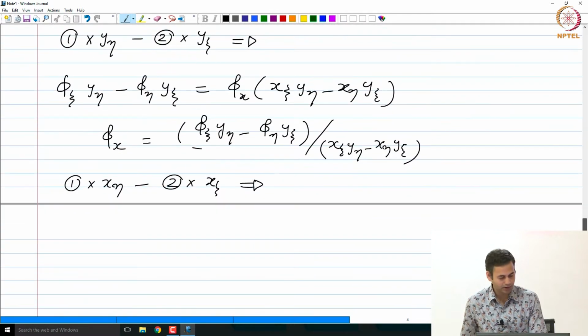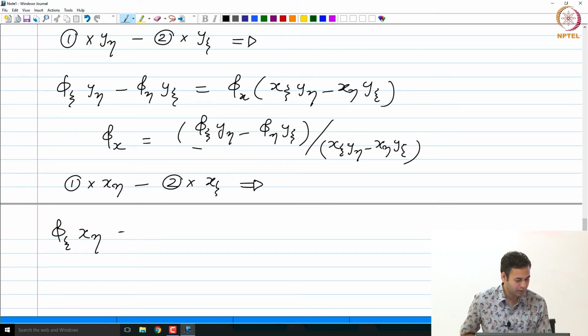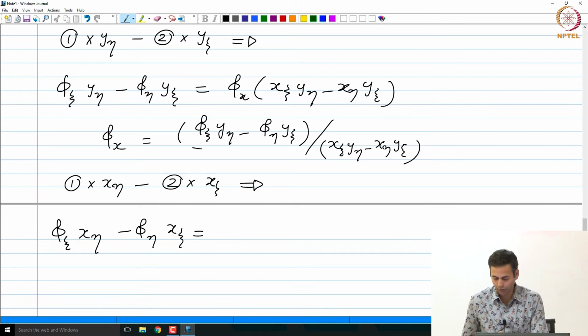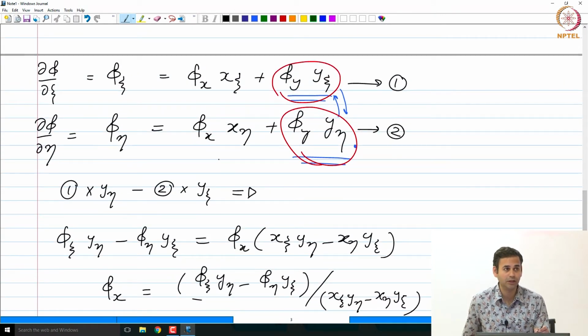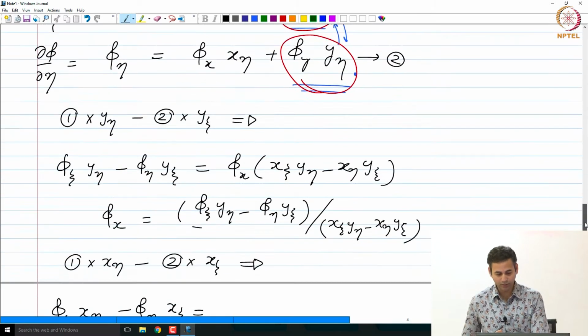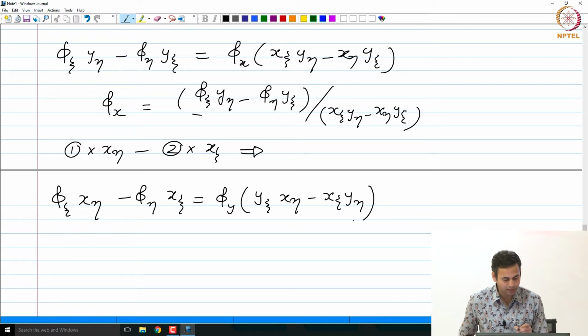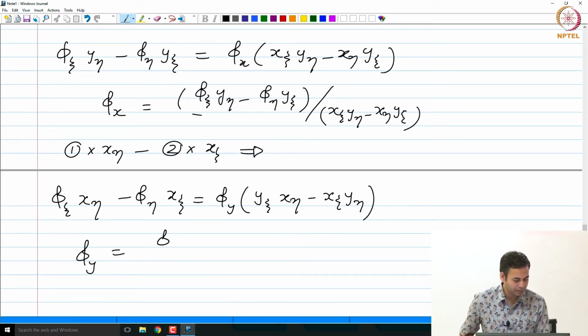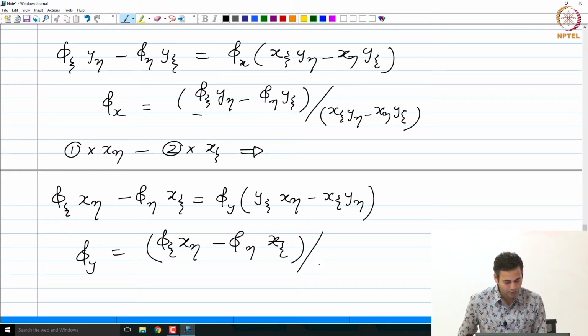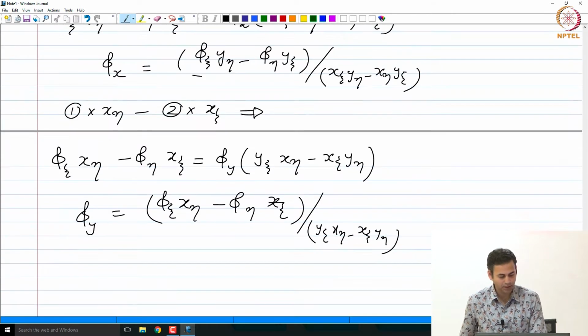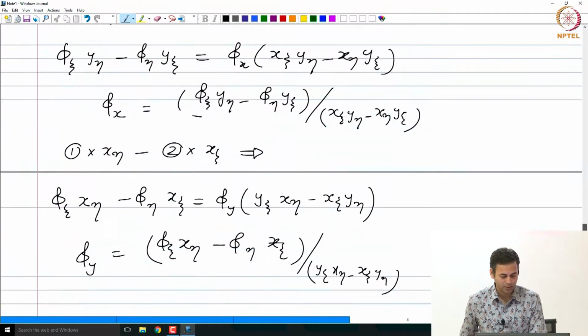This would give me phi xi x eta minus phi eta x xi equals, the first terms get cancelled in equations 1 and 2, and the second terms remain, that is phi y times (y xi x eta minus x xi y eta), right? That means phi y is (phi xi x eta minus phi eta x xi) upon (y xi x eta minus x xi y eta). Is it correct? Y eta.